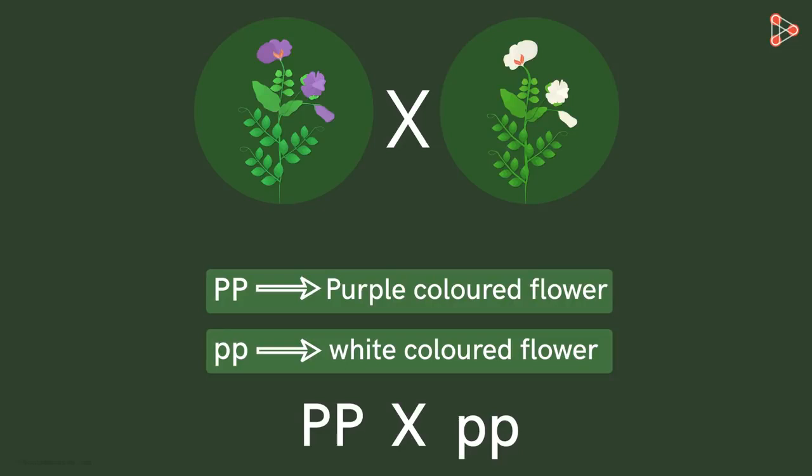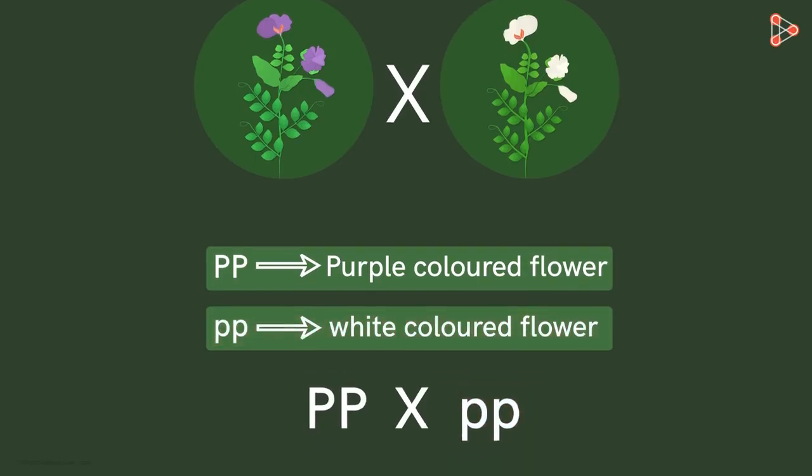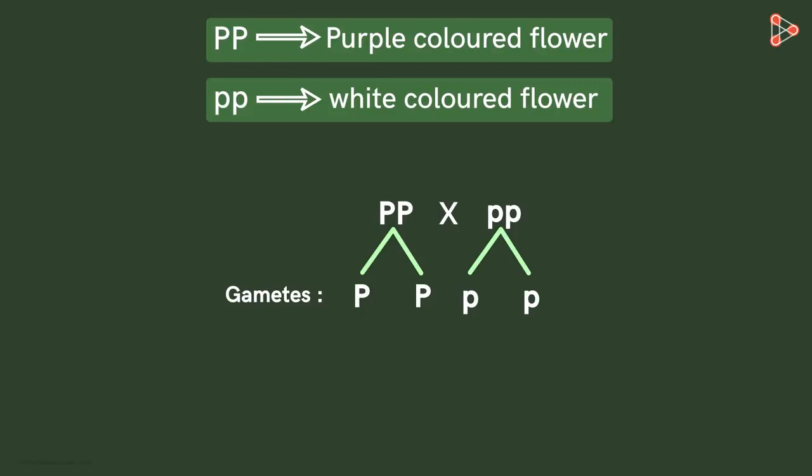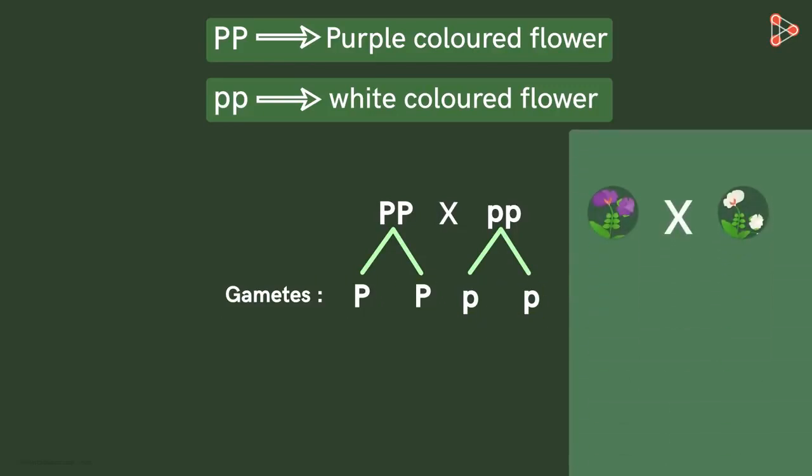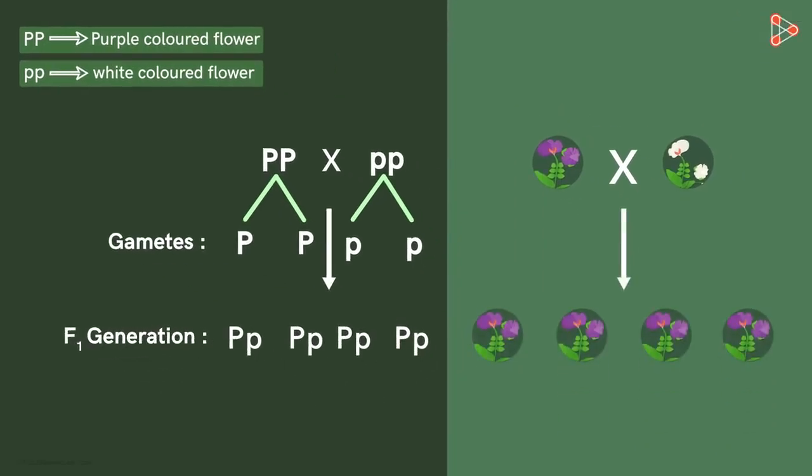That is why we use the letter twice to represent both the allelic forms. So here, PP written in uppercase will represent the purple color of flowers, while pp written in lowercase will represent the white color of flowers. Now in this cross, the gametes, which are nothing but the reproductive cells, will be formed like this, and the cross will yield us this result.